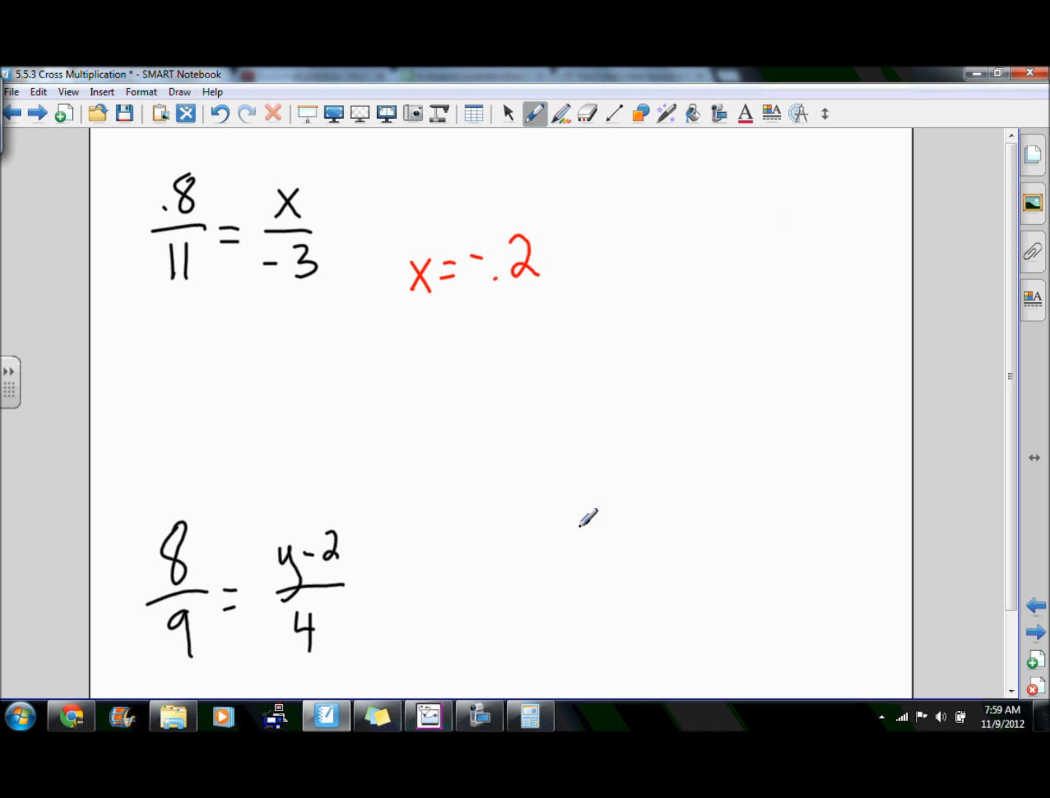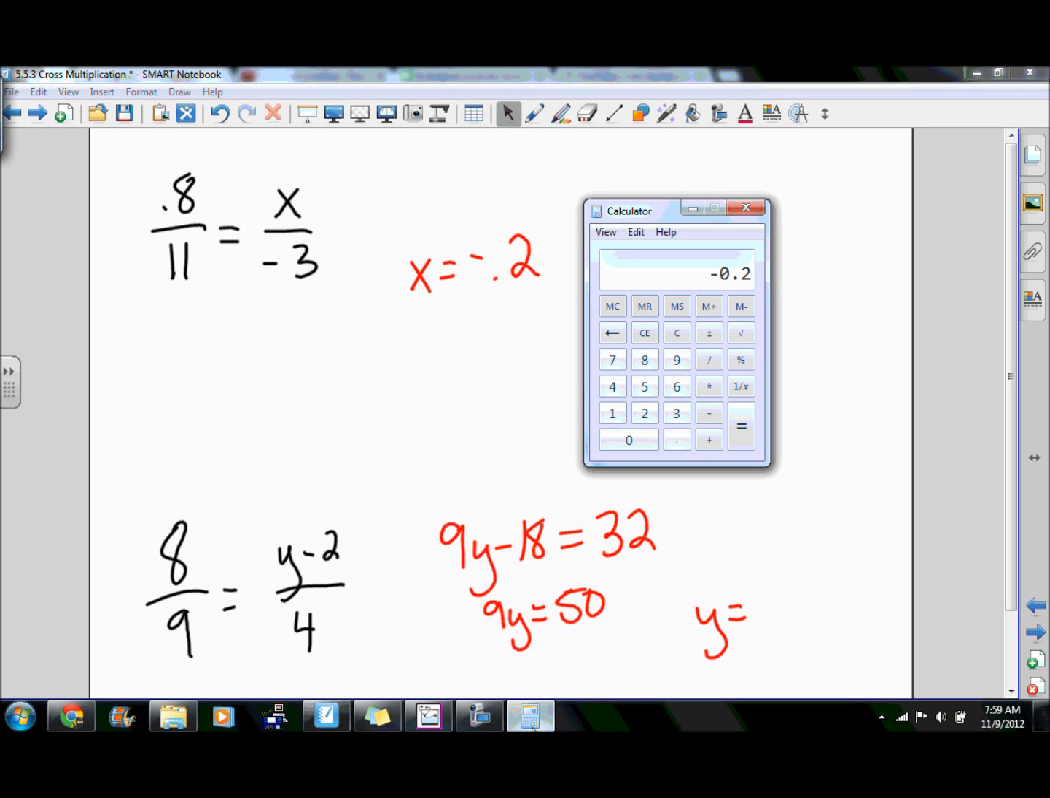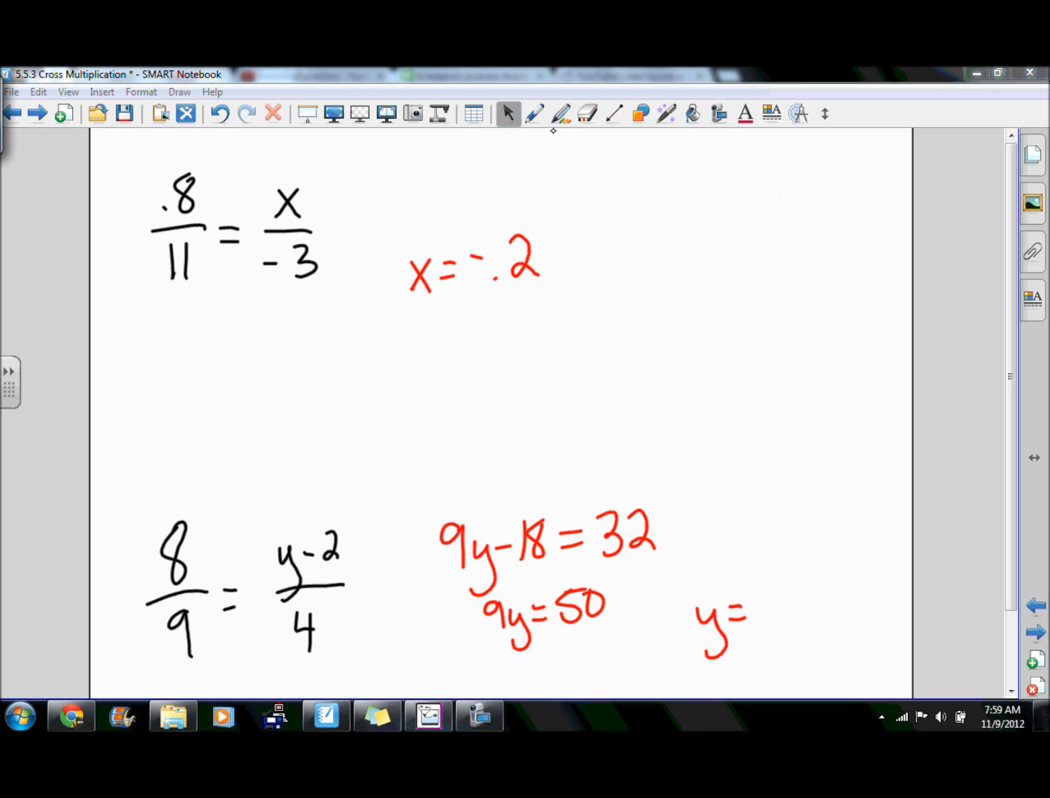And on the bottom, that one I'm going to have to actually do. So we get 9y minus 18 is equal to 32. So 9y equals 50. So your answer should have been 50 ninths or 5.55 repeating, whatever you did there. So I would do 5.56. Okay, questions, bring them to class.